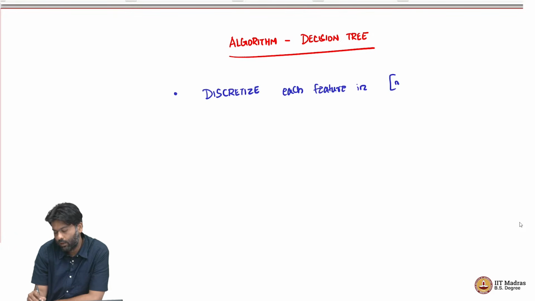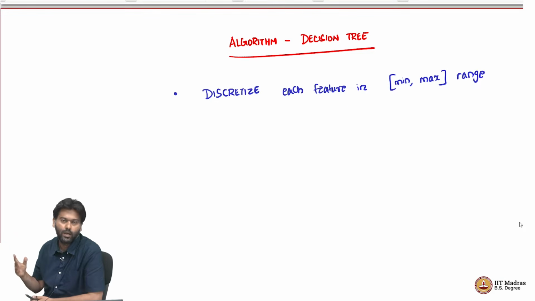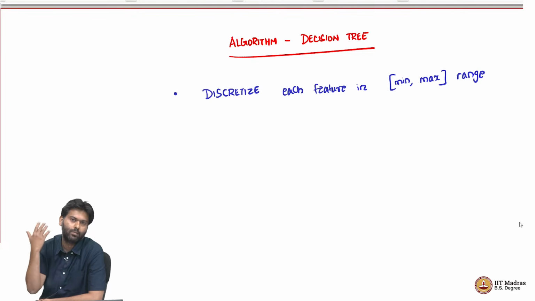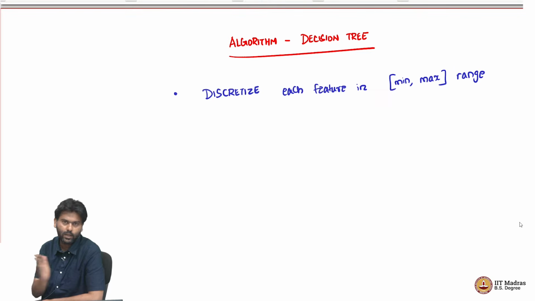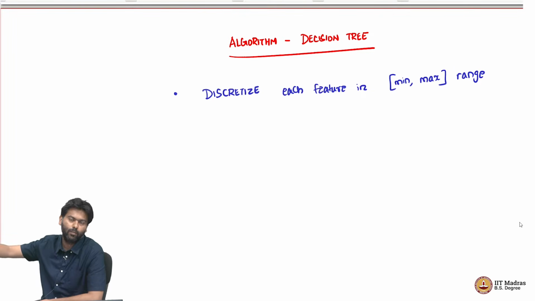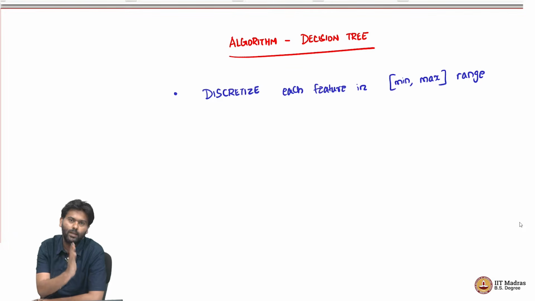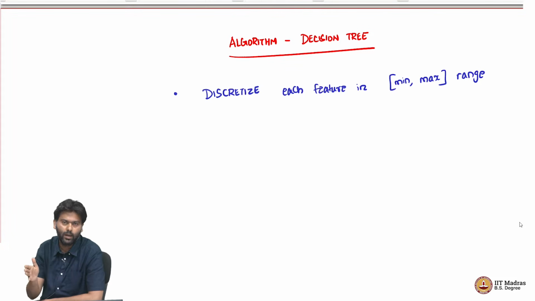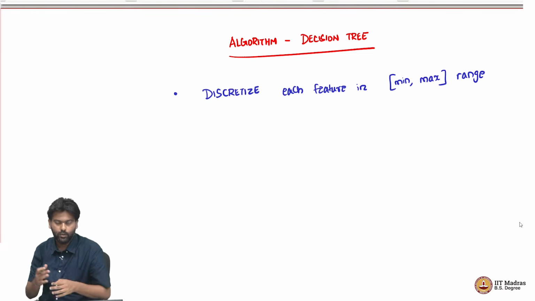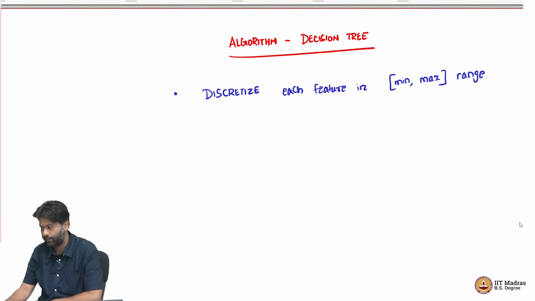in the min comma max range, meaning if the height is the feature and the minimum height in your data set is 100 and the maximum height in your data set is 200, then you discretize between 100 and 200 into 10 partitions, which means that the set of questions that you are going to ask is the height less than 100, is the height less than 110, height less than 120, ... height less than 200, right. So, those are the questions that you are going to get, right.